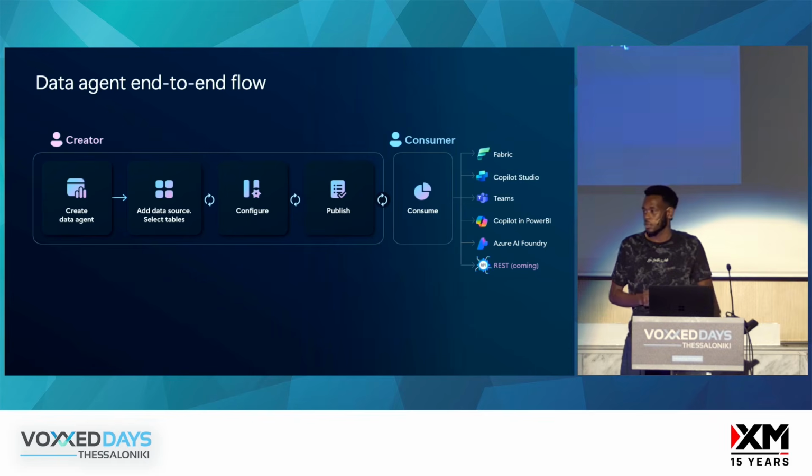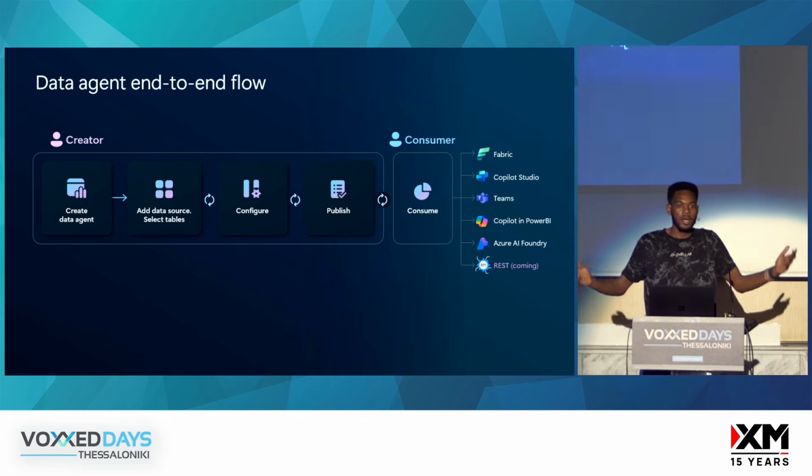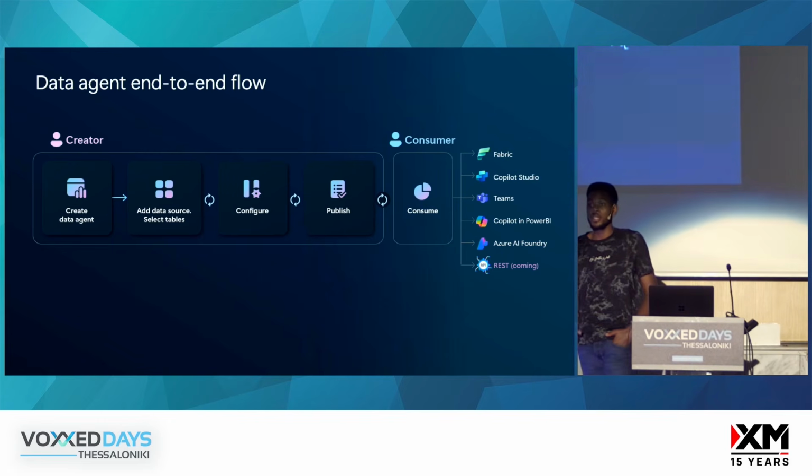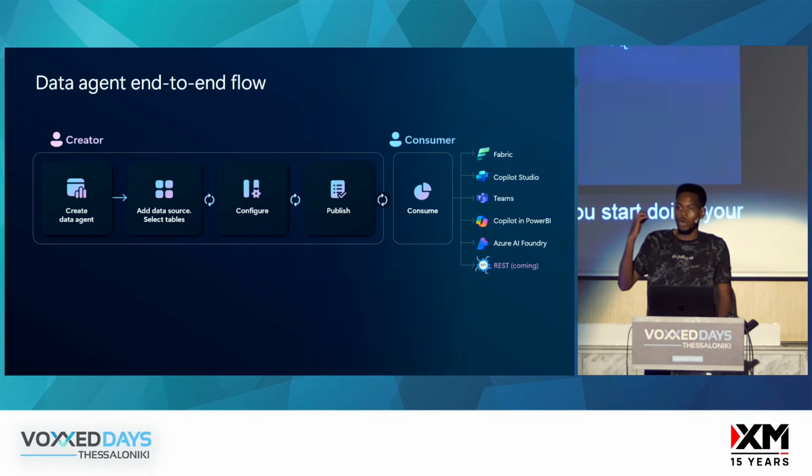For example, you're able to tell it, okay, if someone asks you about a busy month, for us, the busy month is normally October. So you start doing your configuration in natural language. You set those custom rules or custom configurations in natural language.